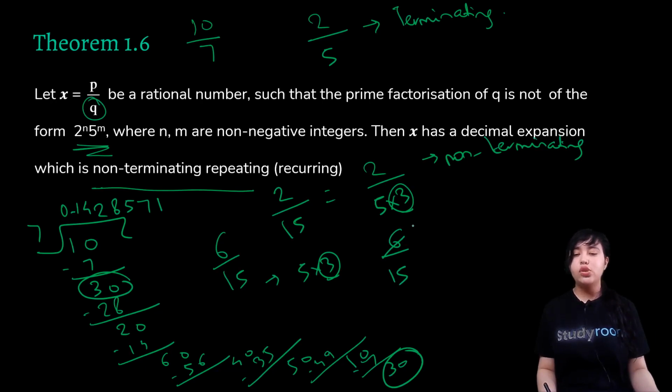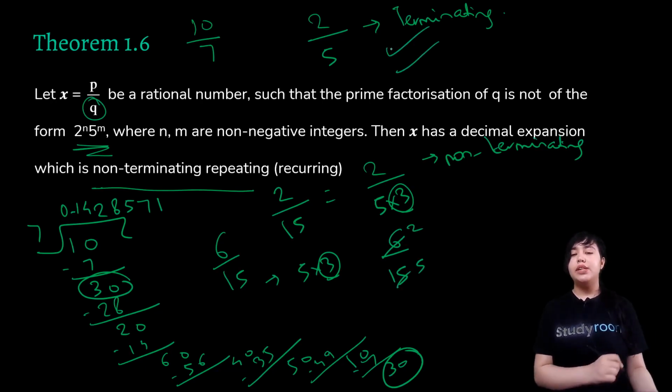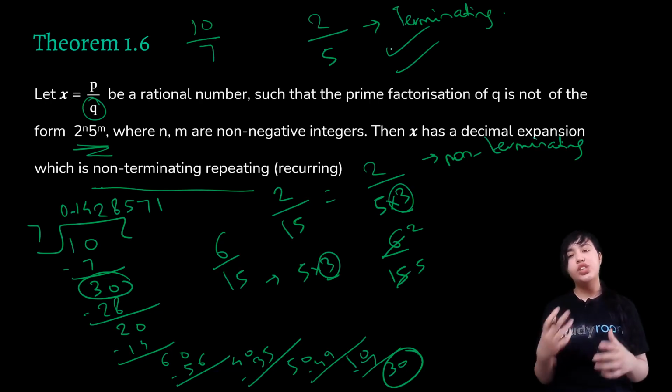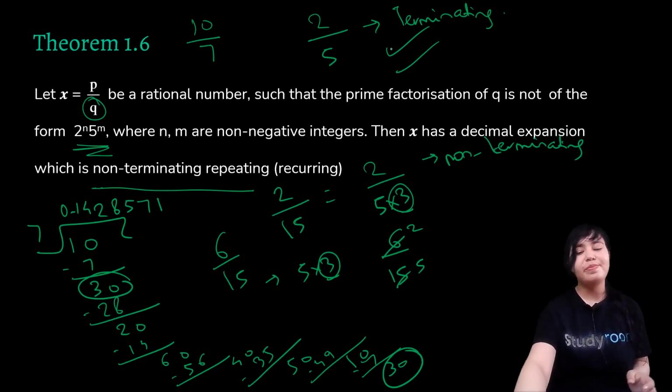So you can do 3 2s are 6 and 3 5s are 15. Now you get 2 by 5, which is terminating. So please remember, always simplify the rational number which you have been given and only then do a prime factorization of its denominator to check for the decimal expansion.